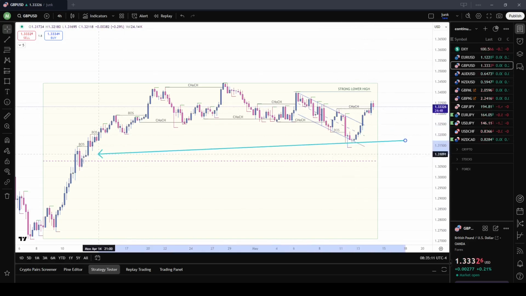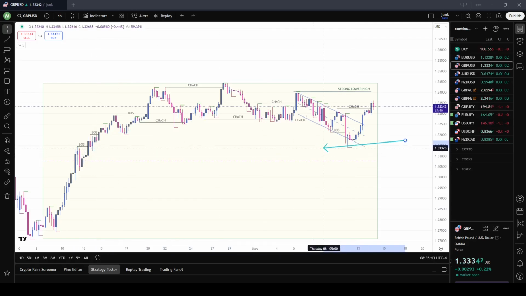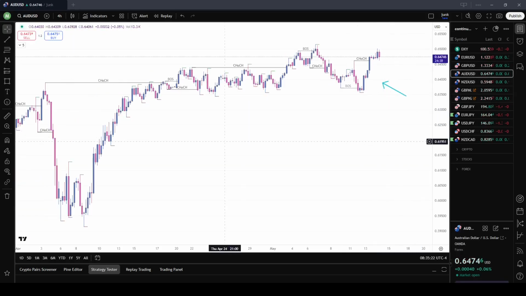This did tap into this area of demand, this sell before the buy, but we're looking for any type of confirmation that this is when the buyers have fully stepped back in. AUD USD. Let's go and map out the current range.